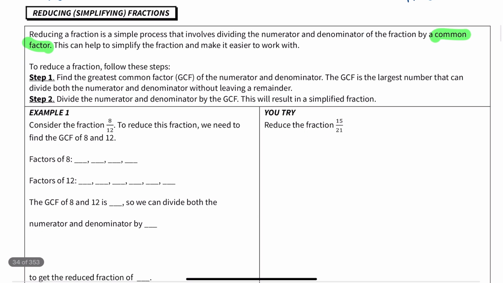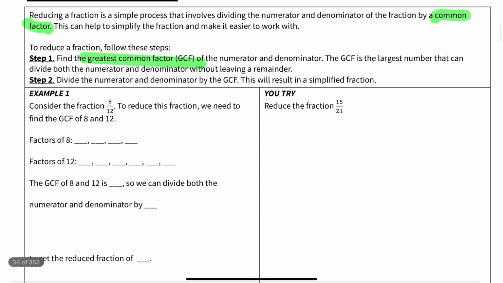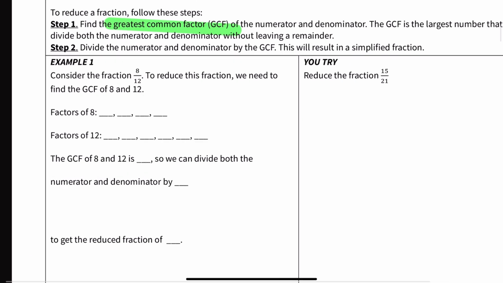Follow these steps. Step 1, find the greatest common factor of the numerator and the denominator. The greatest common factor is the largest number that can divide both the numerator and denominator without leaving a remainder. And then step 2, divide the numerator and denominator by that greatest common factor, and that will result in your simplified fraction. So let's do an example.